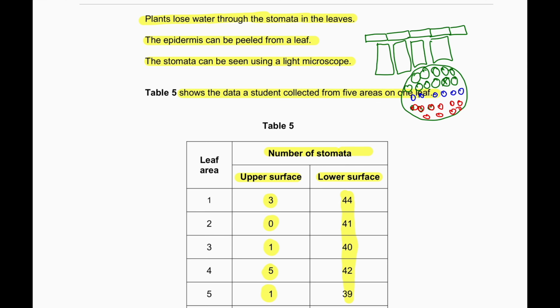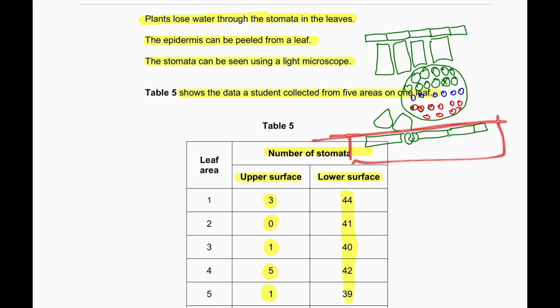Now underneath this we usually find a spongy mesophyll cell layer, and underneath that we can find the lower epidermis with guard cells. Okay guys, now the question says that the student peels the leaf. The epidermis can be peeled from a leaf. The stomata then can be seen using a light microscope. So we can peel this epidermis layer, and then we can see the stomata.